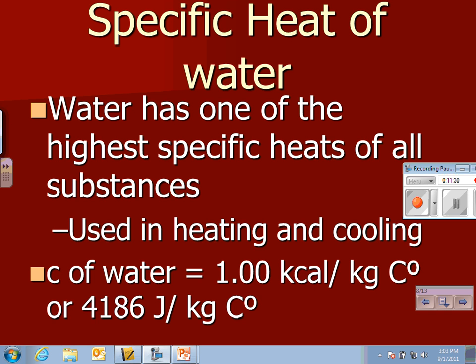But the specific heat of water is a number that will come up a lot. It's 4,186. Wait, that's the same amount of joules that is required. It's kind of weird. So, specific heat of water, 4,186.